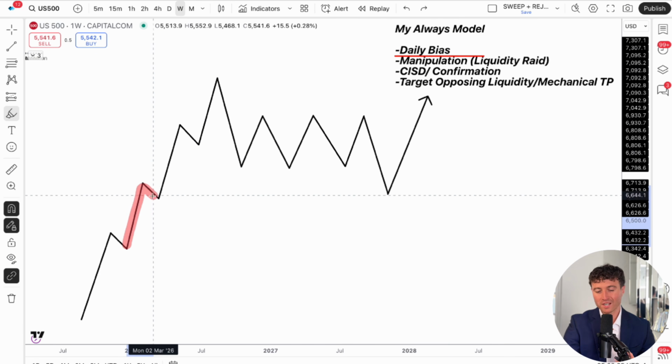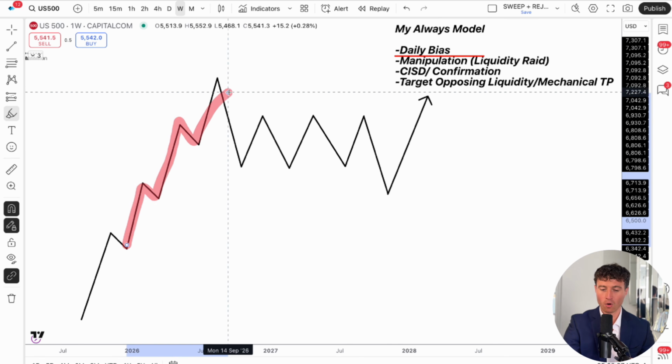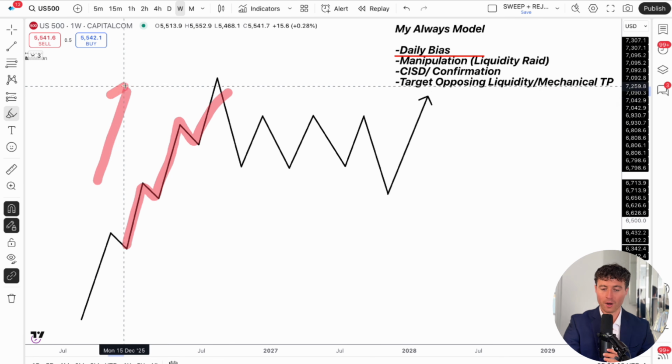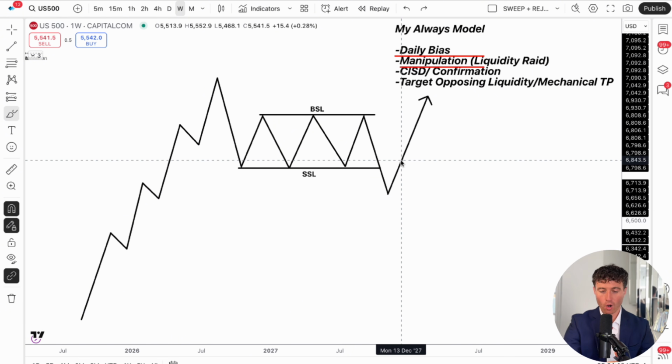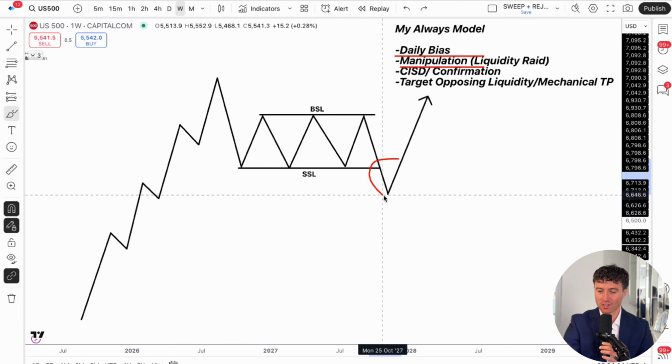Step 1, we need to identify a strong uptrending market. Therefore, we would be long bias on this market. Step 2, we need to identify manipulation. Because we're long bias, we need to see a raid of sell side liquidity.